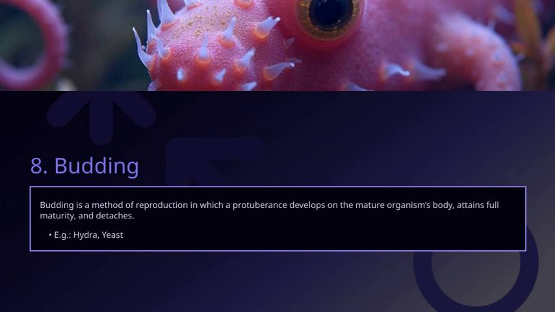This process allows these organisms to reproduce quickly and efficiently, often without the need for sexual reproduction. It's a great example of asexual reproduction, and it highlights how some creatures can rapidly increase their population through this method. Understanding budding helps us see the diversity of reproductive strategies in the biological world, which is very much in line with the overall theme of the presentation, exploring different ways life persists and propagates.